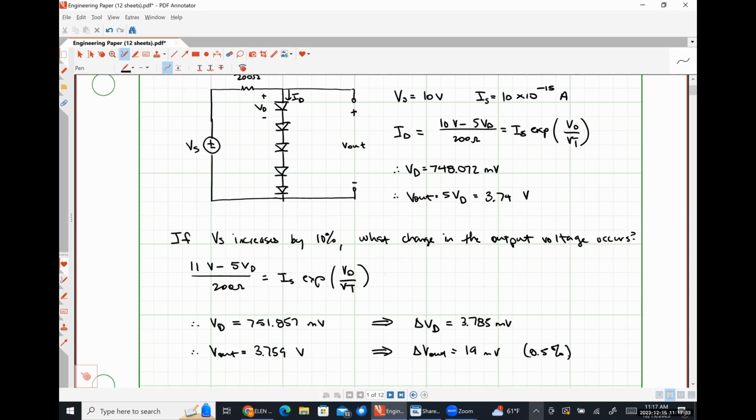Now let's perturb the system in the other direction. Let's say that we reduced our supply voltage by 10%.